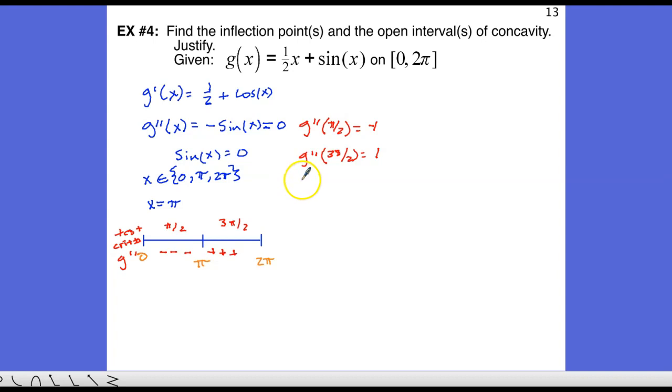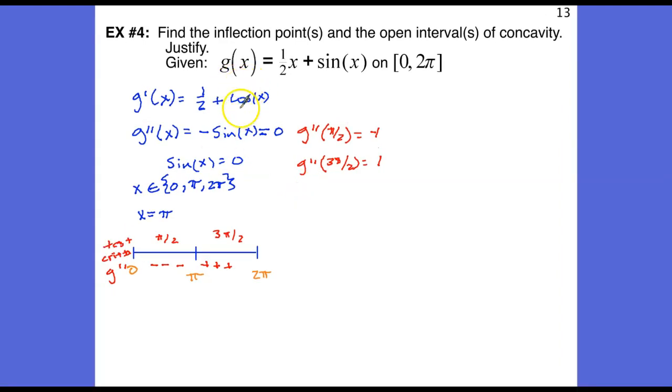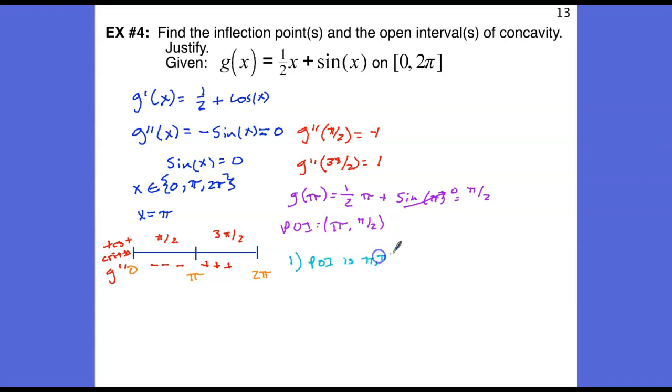So let's find out what this inflection point is. So we go back to our original function, g of x, and we substitute in pi, and we find the corresponding y value. So 1/2 pi plus sine of pi, so that goes to 0, and we're left with pi over 2. So our point of inflection is going to be pi, comma, pi over 2. So we can say point of inflection is pi, comma, pi over 2, since g double prime changes signs from negative to positive at x equals pi.